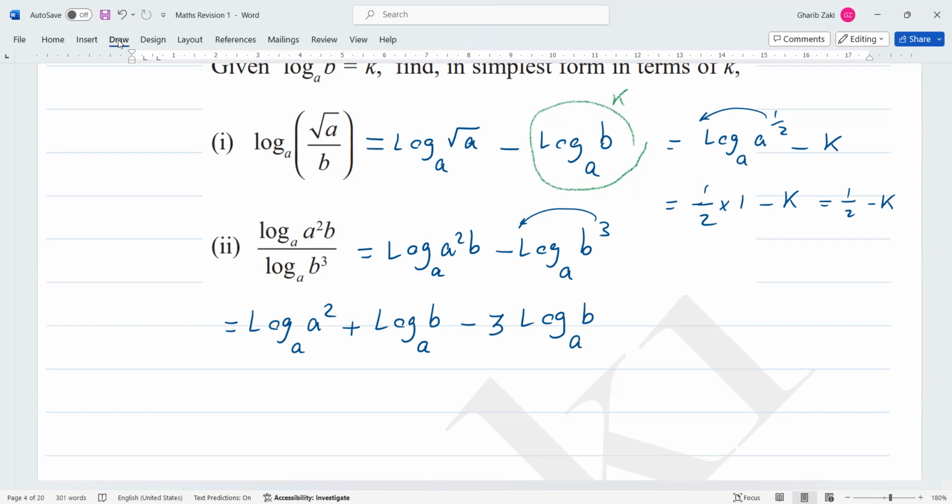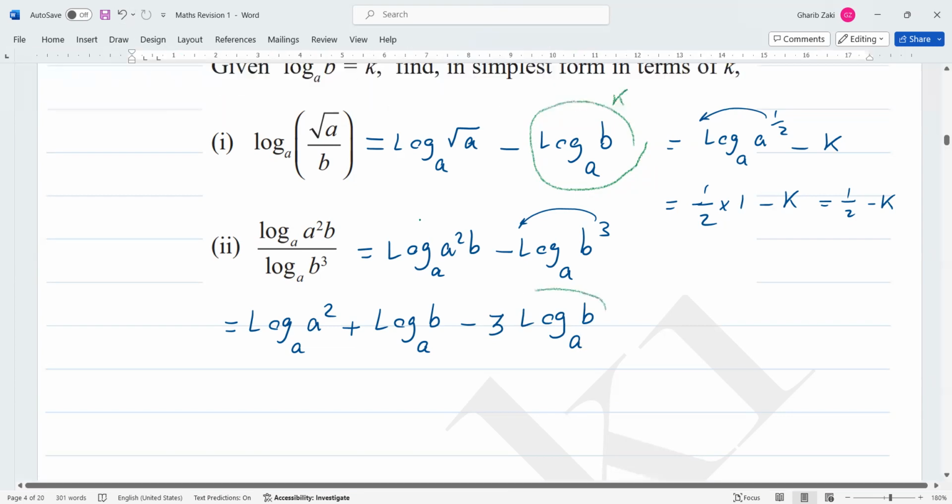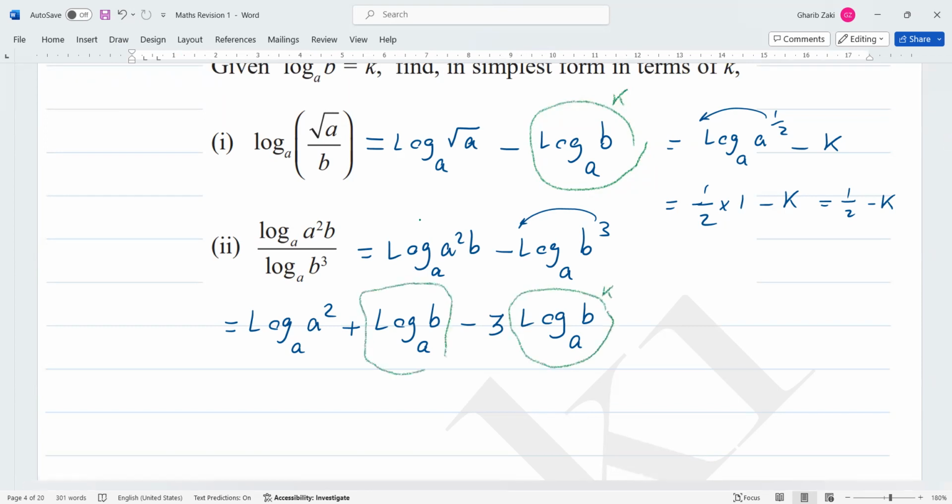Okay, now from the given, log b to the base a equals k. What about log a squared to the base a? 2 comes in front of log. Then it will be 2 log a to the base a, which is 1, plus log b to the base a, I said it's k, minus 3k. So the value in simplest form is 2 times 1, 2, plus k minus 3k, which is 2 minus 2k. So this is the answer in simplest form.